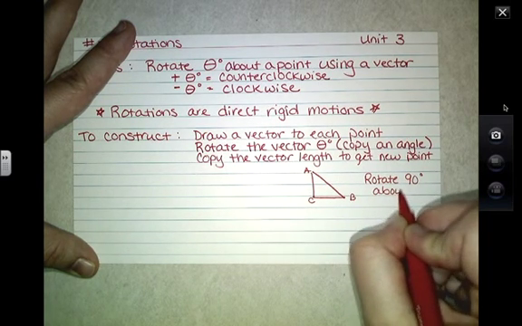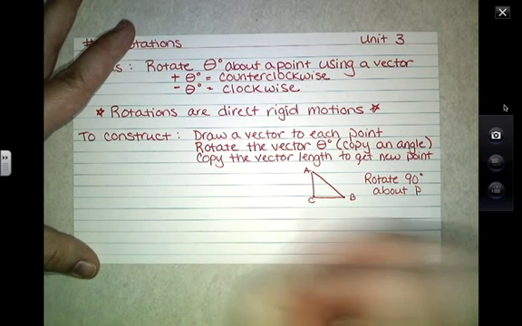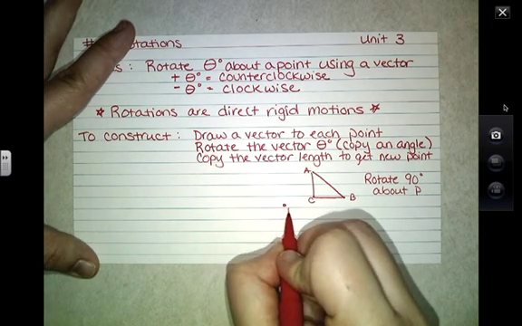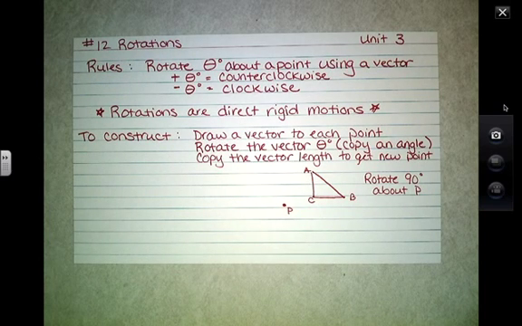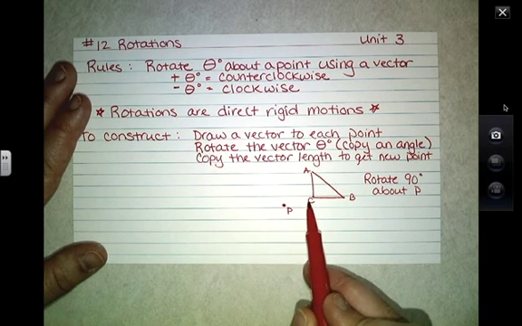And we're going to sketch what this would look like if I rotated it 90 degrees about point P. I'm just going to put point P down here. What I want you to visualize is a vector going from P to C. Now a vector looks like an arrow, right? So your vector would go from P to C with an arrow on it.